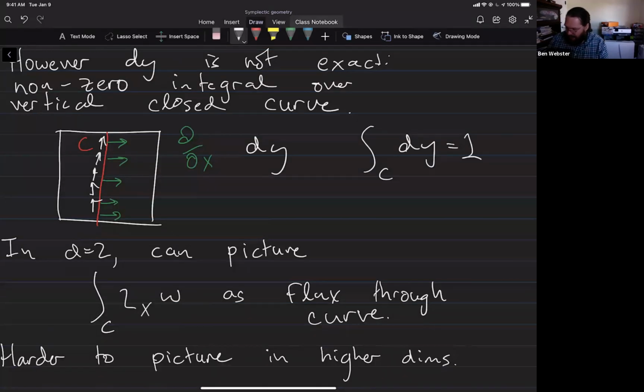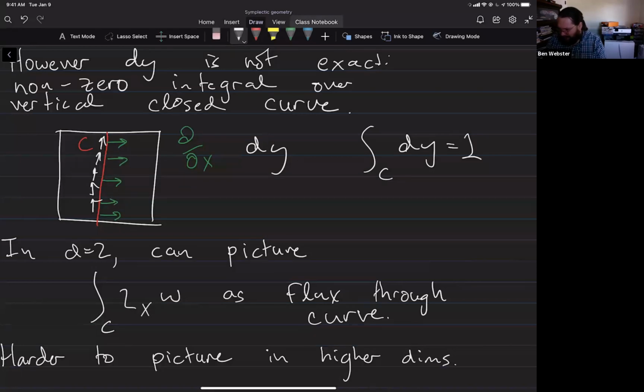So you can actually think about what it means to take a vector field and integrate over a curve the one-form where you contract with the symplectic form. It's actually the flux of the vector field through that curve. So rather than integrating along the direction that's parallel to the curve, you integrate along the direction that's perpendicular to the curve. And of course, you need an orientation to make sense of that.